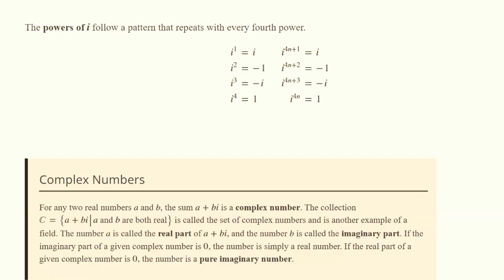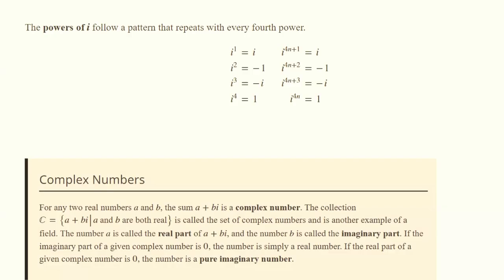A plus bi, such that a and b are both real, is called the set of complex numbers. And it is another example of a field. A field, which you don't need to know until you take a master's level math class one day, but you all will, is something where you can only perform the operations of addition and multiplication. That doesn't mean you can't subtract them; it just means they're commutative.